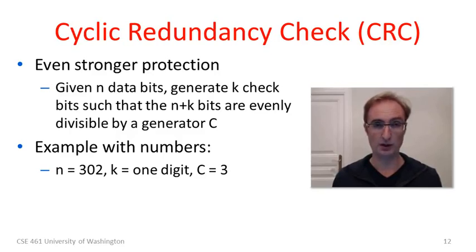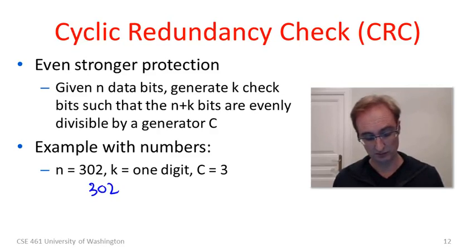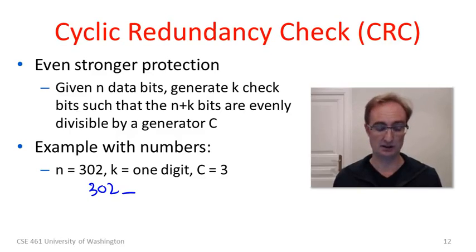So let's just say we're working with decimal digits. The number I want to send is 302, and I'm going to send a 1-digit check. So I'm going to send a message 302 something. We just want to work out what that something is. We want to choose a something so that the whole number, including the end, is evenly divisible by our generator here, which is just going to be the number 3.